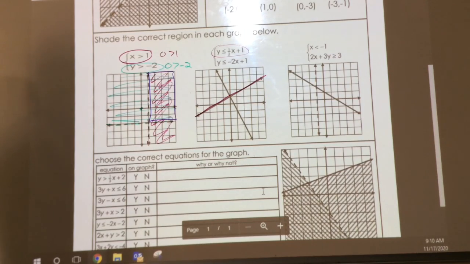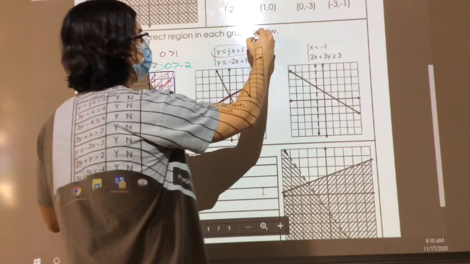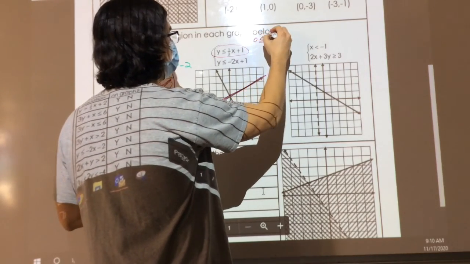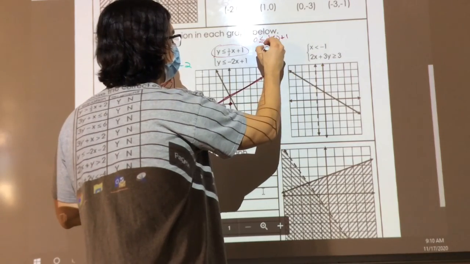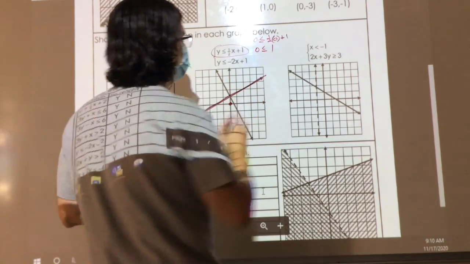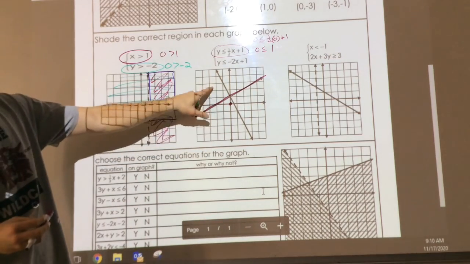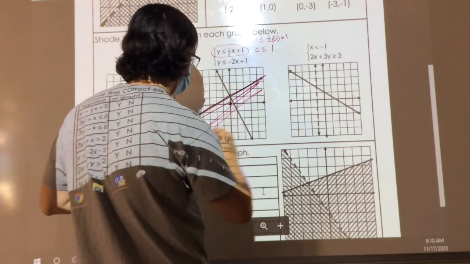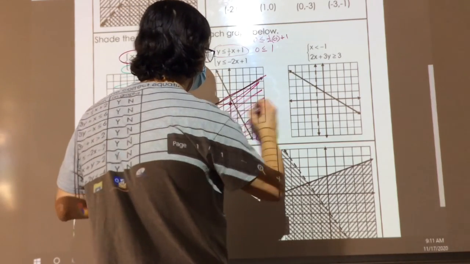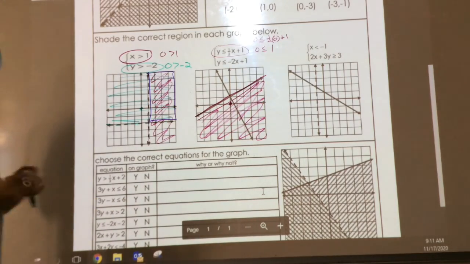It's a positive slope. I'm going to go ahead and pick the origin again. I'm going to have 0 is less than or equal to 1/2 times 0 plus 1. 0 is less than or equal to 1. Is that a true statement? Yes. So am I going to shade above or below the line? We're all good there? Do the second thing now.